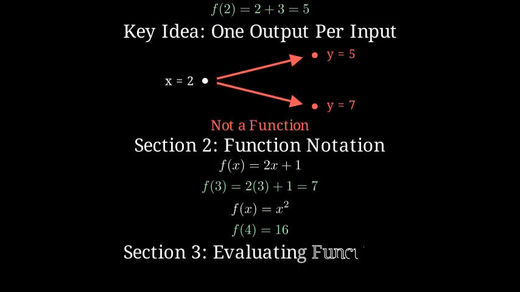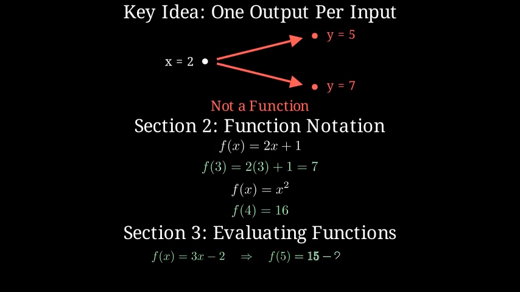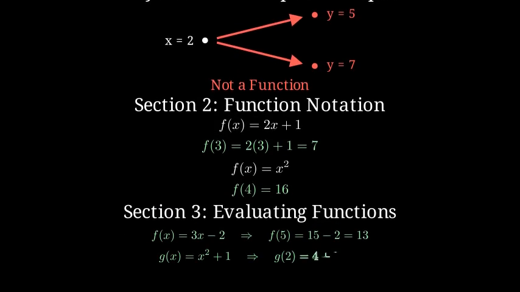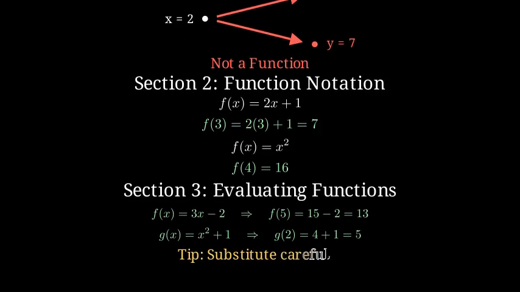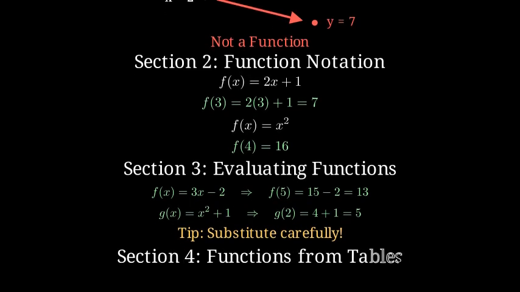Section 3, evaluating functions. Example: f of x equals 3x minus 2. Find f of 5. Replace x with 5. f of 5 equals 15 minus 2 equals 13. Example: g of x equals x squared plus 1. Find g of 2. g of 2 equals 4 plus 1 equals 5. Tip: always substitute carefully.